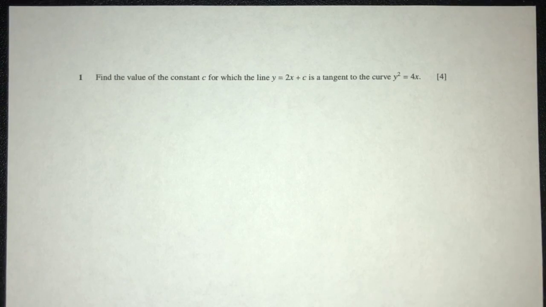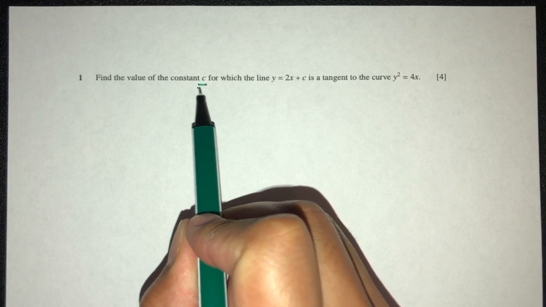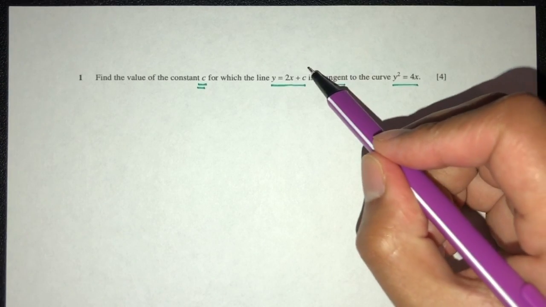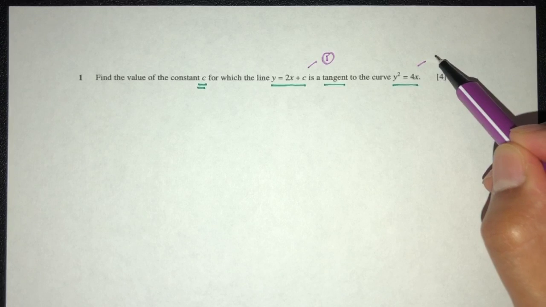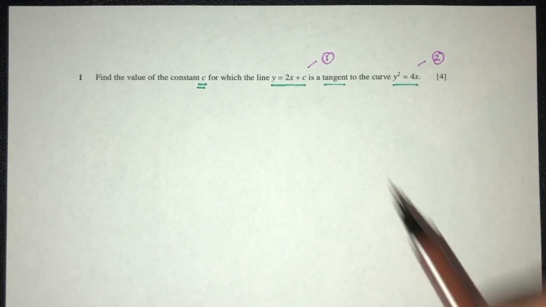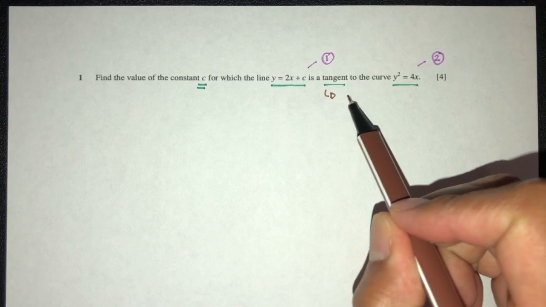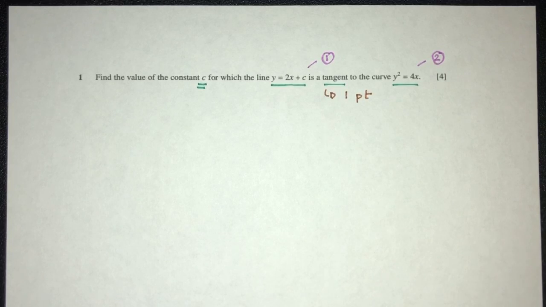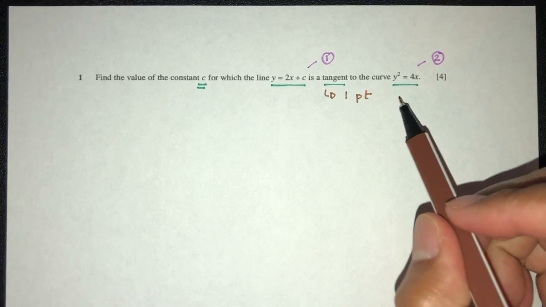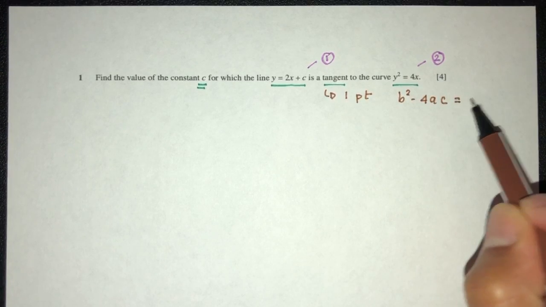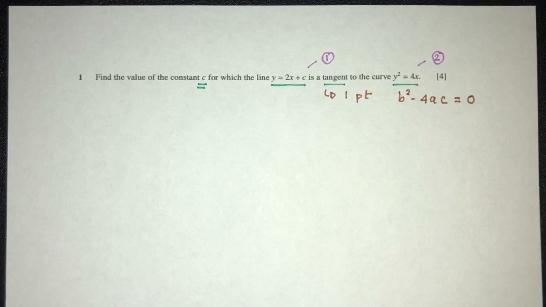Now, for this question, we have to find the value of c for which the line is a tangent to the curve. As you can see, we have one equation and two equations. What does it mean to be a tangent to the curve? It means that they meet at exactly one point. If they have only one solution, then b squared minus 4ac has to be equal to 0. That's the main thing behind this question.